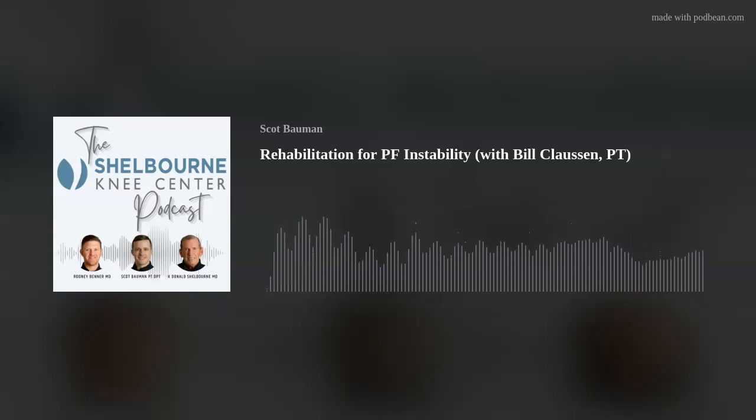I think MPFL reconstruction, we don't really do that, but for people that do, the patients who would be most appropriate for that would be the same kind of patients that we do the medial imbrication lateral release on, the people that don't have predisposing anatomy and you just want to reestablish connection to those medial soft tissues to tether the patella to keep it from going out.